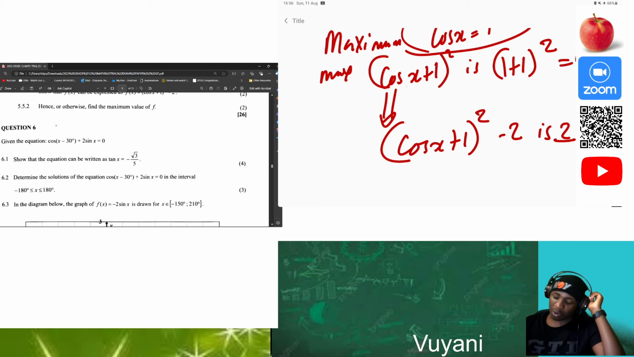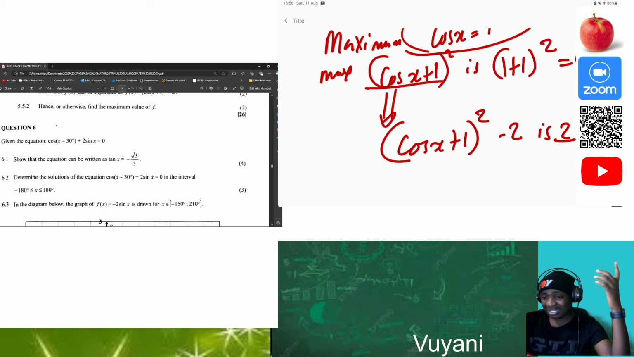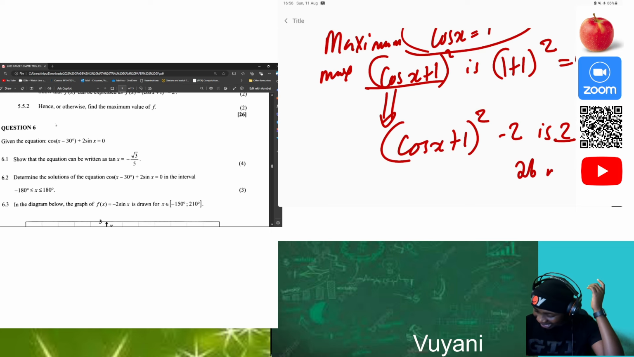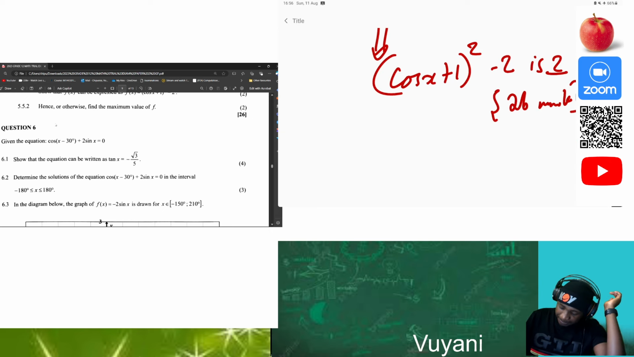So if you resolve this question and go back to the values which we initially had, then of course after that you get your 26 marks. Smart people, I guess. Now let's look at question 6.